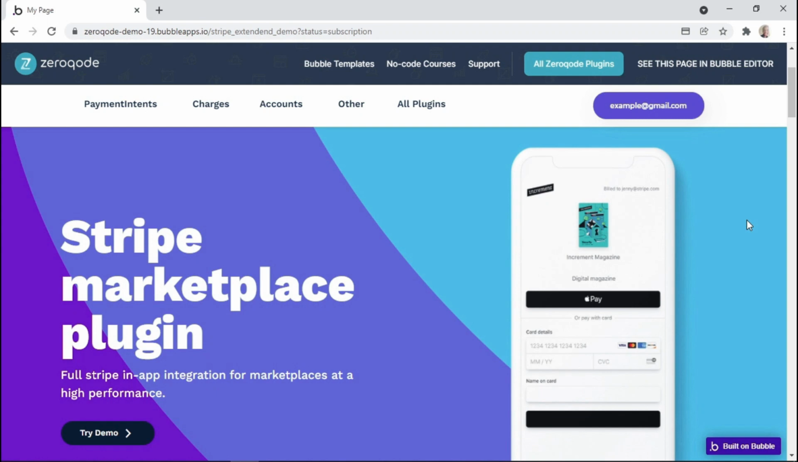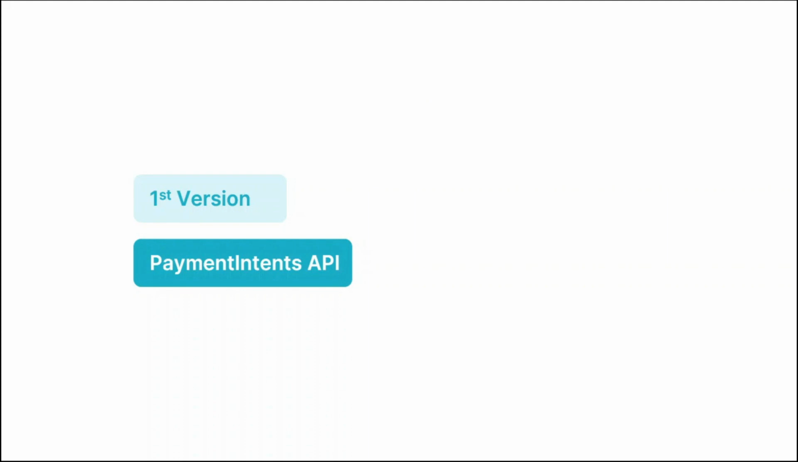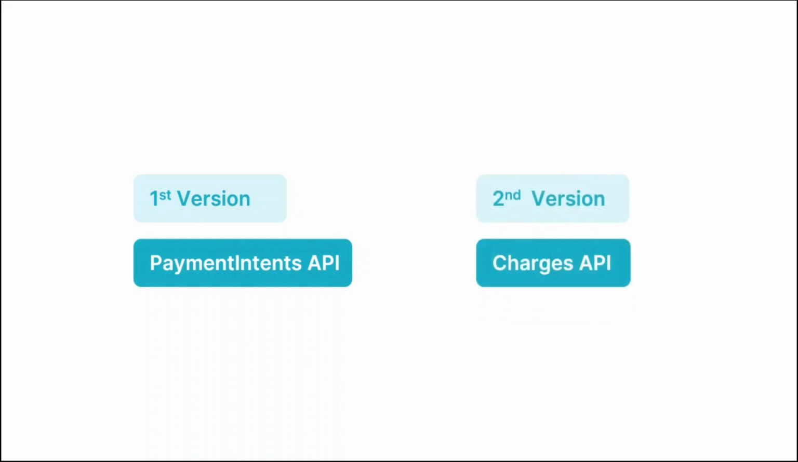So the payment related features of the Stripe Marketplace plugin are split into two versions. One version is called the Payment Intents API. This version uses strong customer authentication to provide calls that are 3D secure. The other version is called the Charges API. It's still a useful version in terms of functionality, but it does not use strong customer authentication, which means it does not provide calls that are 3D secure.